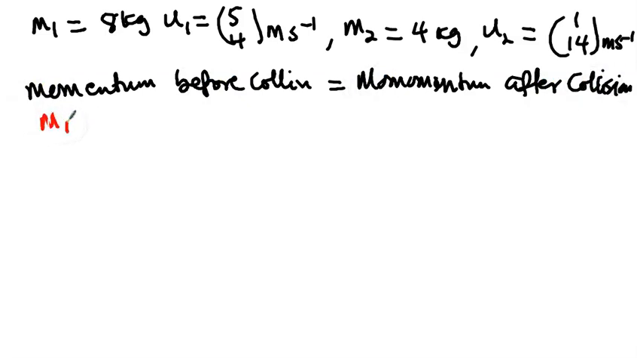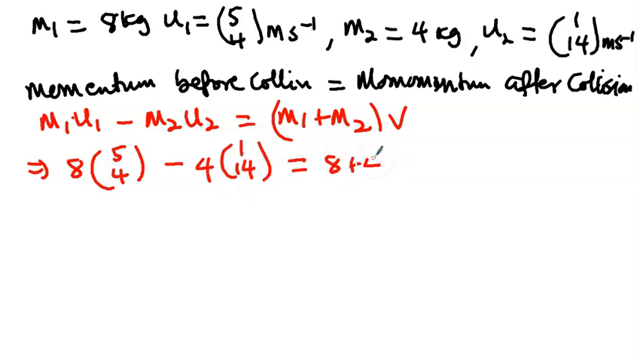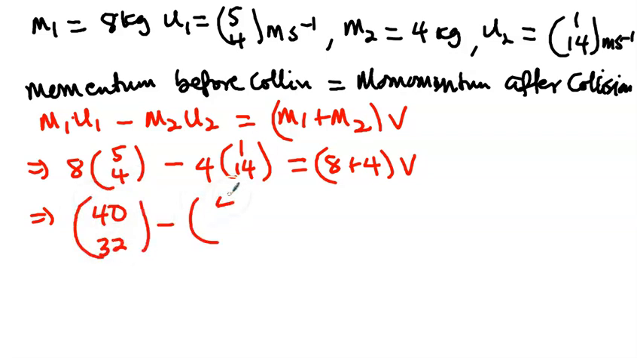So m1 u1, this time because the particles were in opposite directions, this will be minus m2 u2, and they will be moving with a common velocity. So you have m1 plus m2 times v, where v is the common velocity. We just substitute the values, which implies that 8 times 5 minus 4 times 1 is equal to 8 plus 4 times the common velocity. So 8 times 5 is 40, 8 times 4 is 32, minus 4 times 1 is 4, and this is 56. 8 plus 4 is 12v.